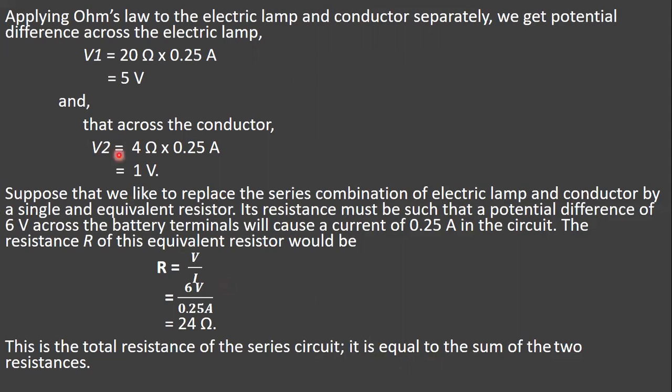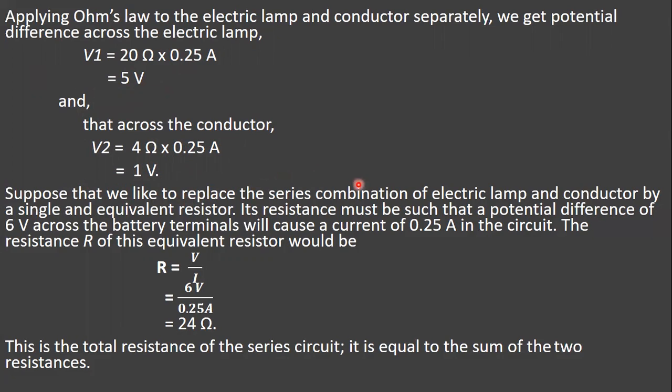Now again applying Ohm's law to the electric lamp and the conductor separately, we get the potential difference across the electric lamp, V1 equals 20 ohm into 0.25 ampere, that is 5 volt. That is V equals IR. Here current is 0.25 ampere and resistance is 20 ohm. You will get potential difference 5 volt. And across the conductor, V2, resistance is 4 ohm and current is 0.25 ampere. You will get potential difference V2 as 1 volt.